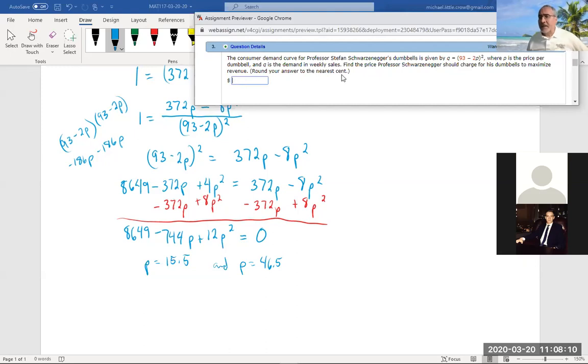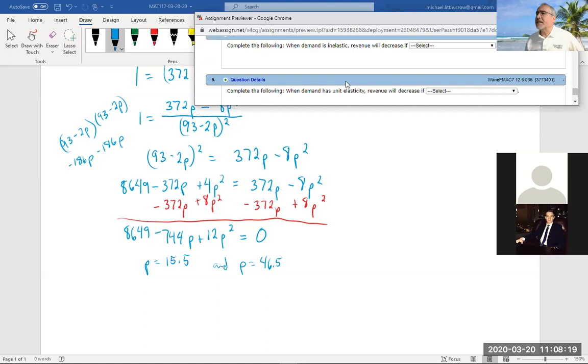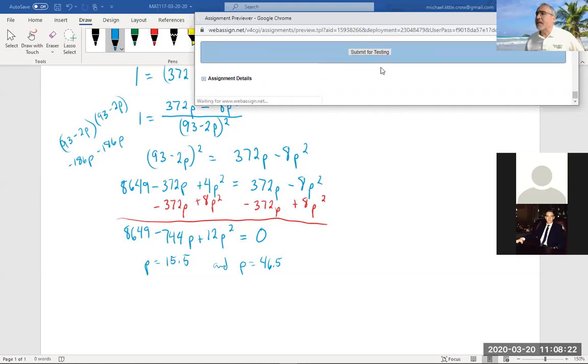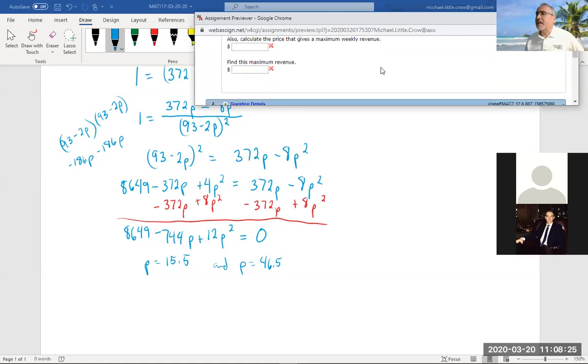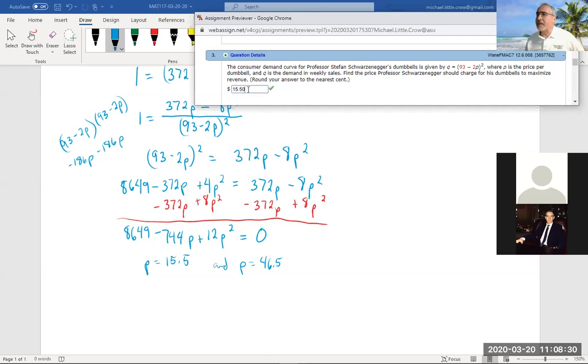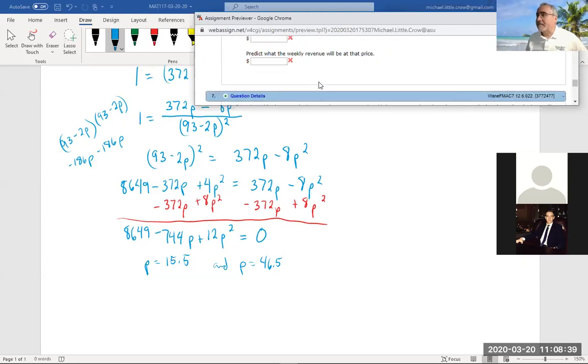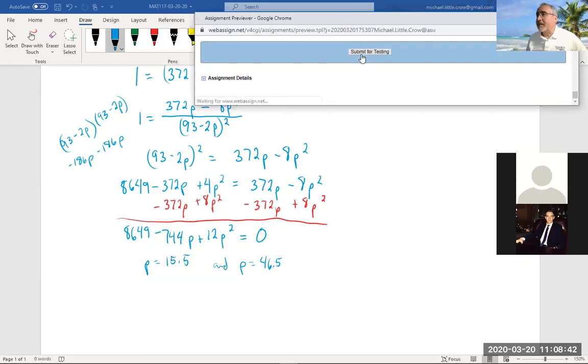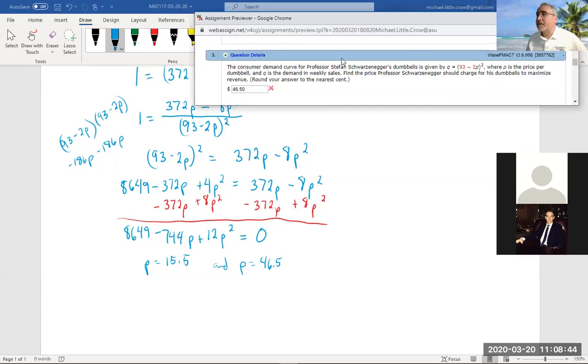Answer to the nearest cent. So we'll put in 15.50. And let's see if that works. It does. I'm just curious if we put in the 46.5, if that also will work. They should have said something like find the lowest value. Let's see if this works. No, it didn't like it. So it seems reasonable in a business setting, you would go for the lowest price.